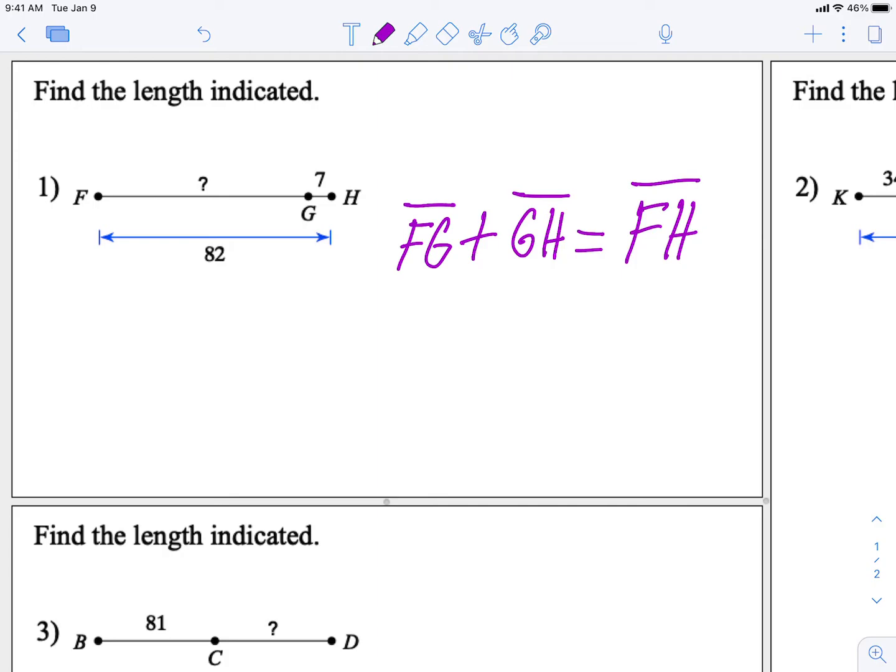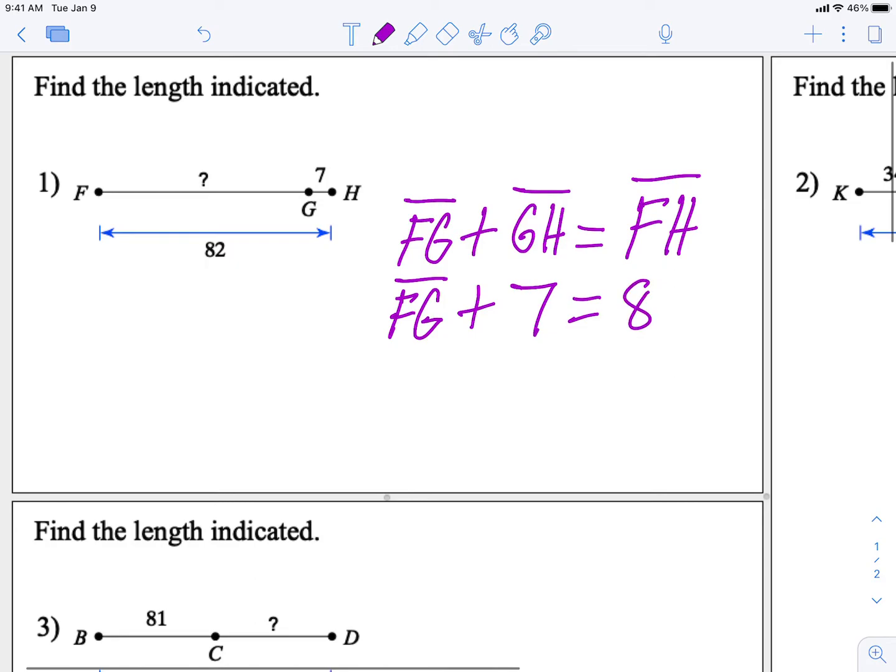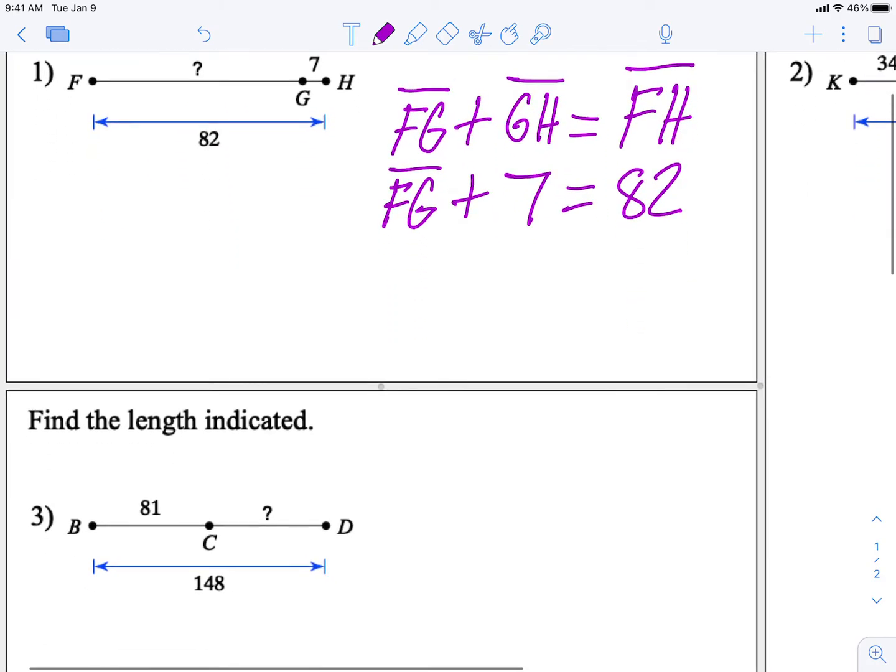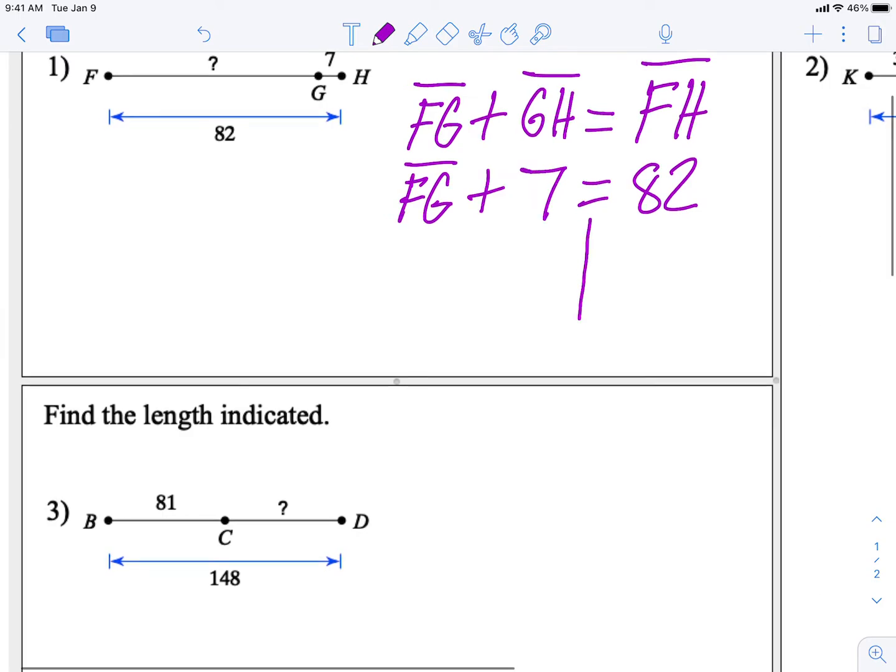All right. So now let's substitute. How much is FG? FG, we don't know how much it is. So we leave it as FG, just like that. How much is GH? From G to H is 7. So we're going to substitute 7. And from F to H is 82. So we're going to substitute FH with 82. So we draw our line of separation, right?